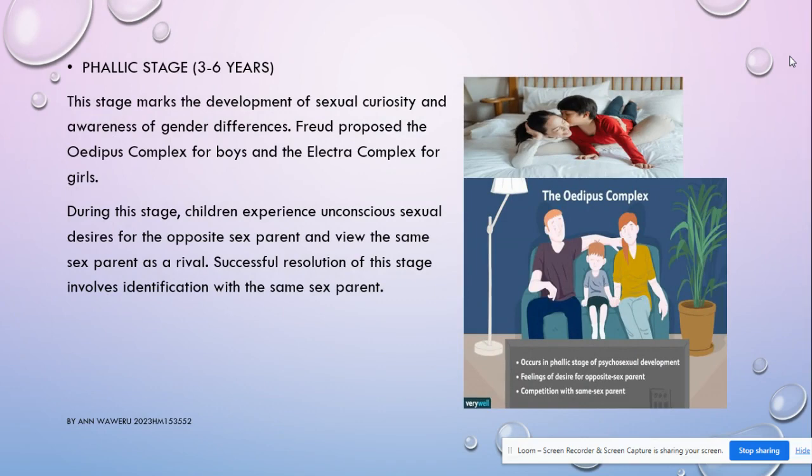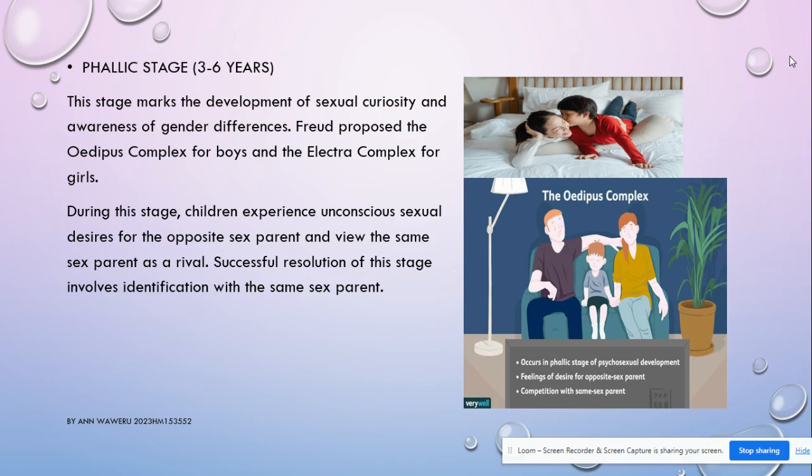Here, the development of sexual curiosity and awareness of gender differences happens. For the boys, we call it the Oedipus complex, and for the girls, it's the Electra complex. During this stage, children experience unconscious sexual desire for the opposite sex parent and view the same sex parent as a rival.